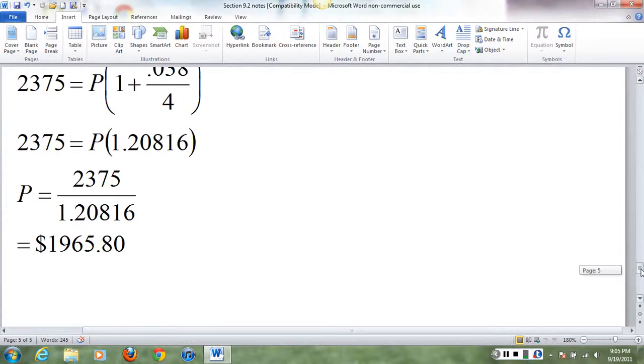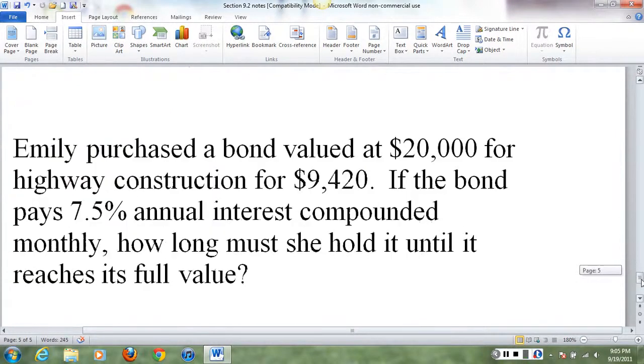Then lastly, Emily purchased a bond valued at $20,000 for highway construction for $9,420. The bond pays 7.5% annual interest, compounded monthly. How long must she hold it until it reaches its full value? So the difference here is the previous question we were asked to solve for a principal. This one we're being asked to solve for a time.